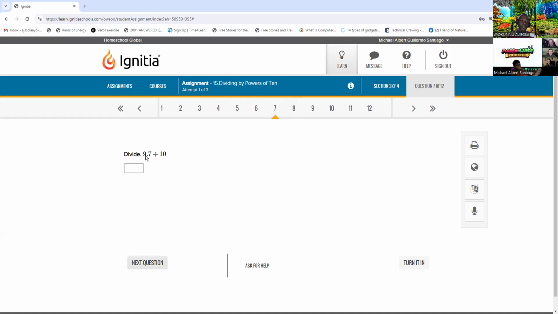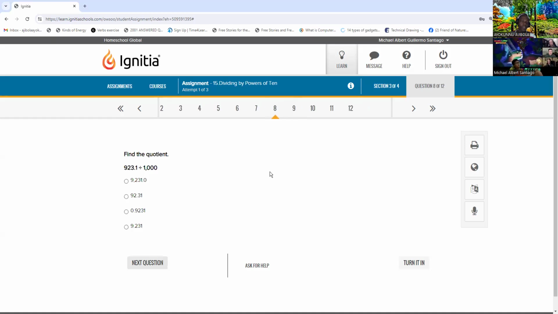So the next question, 9.7 divided by 10. You will still move the point to the left 1 time, okay? So what should be the answer? 9.7, when you divide by 10, it gives 0.97, okay? Okay, let's check the next question.